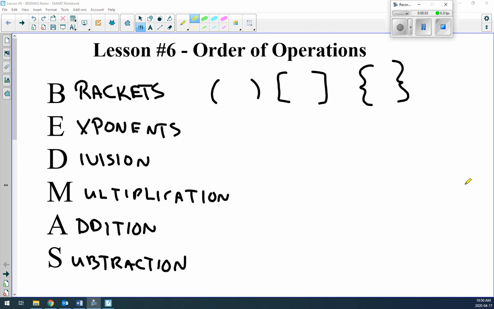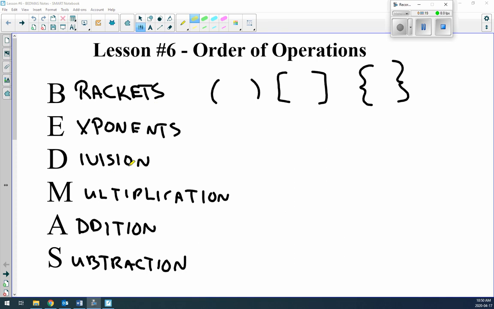Lesson number 6, order of operations. Order of operations is one of those things that's always ongoing in math. Whatever math you got to do, you have to keep order of operations in play. So we use it. We have an acronym to use it. BEDMAS. Most of you will know it.